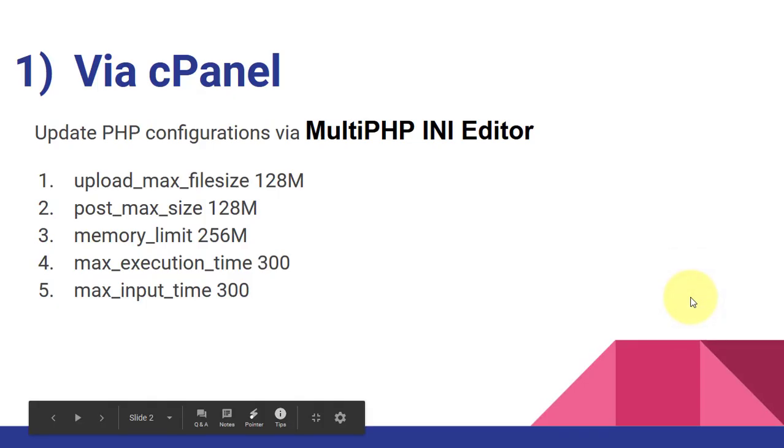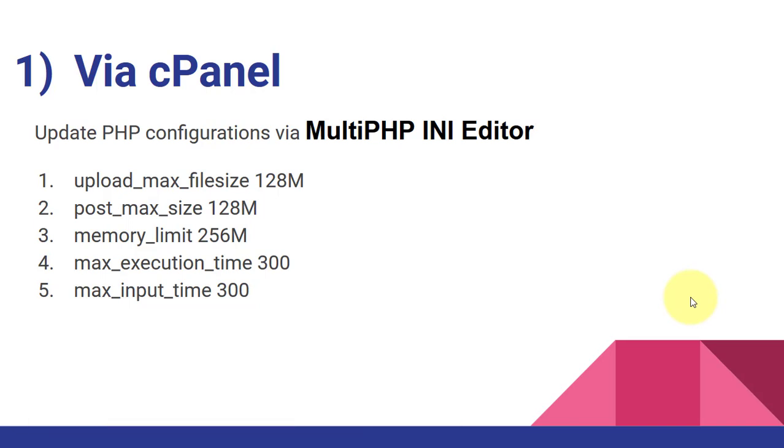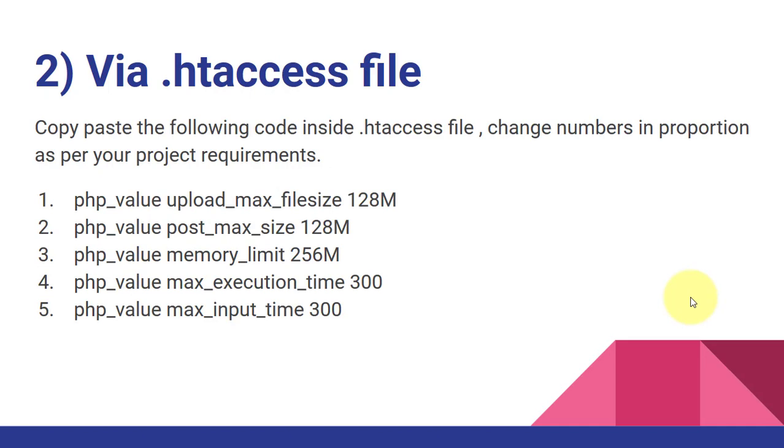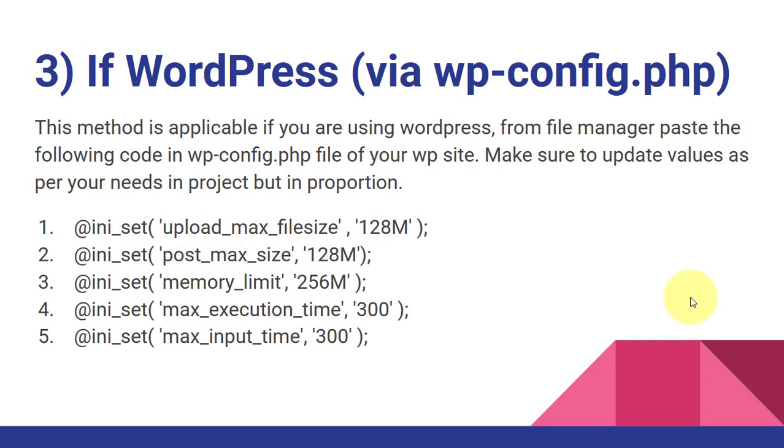The first method is by using the cPanel user interface. We'll change the values so that the maximum upload limit increases. The second method is by editing the htaccess file. And the third method only works if you are using a WordPress project. If for any WordPress project you want to increase the maximum upload size, this method can be useful.